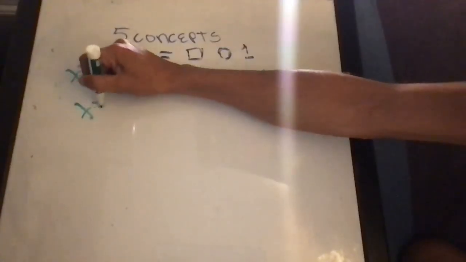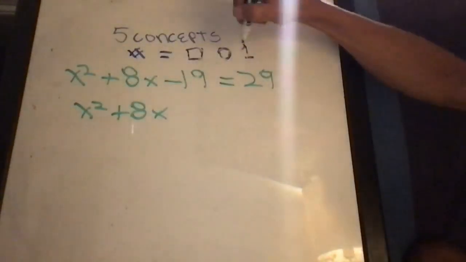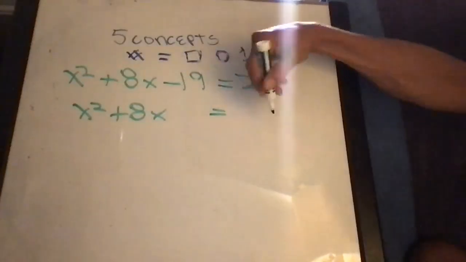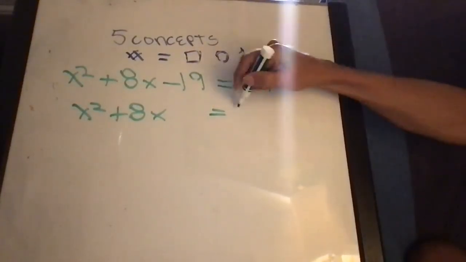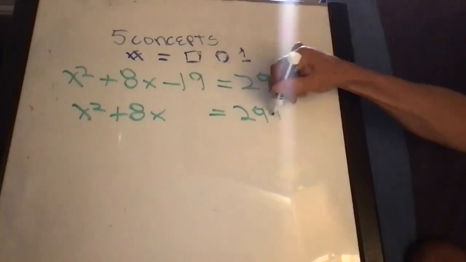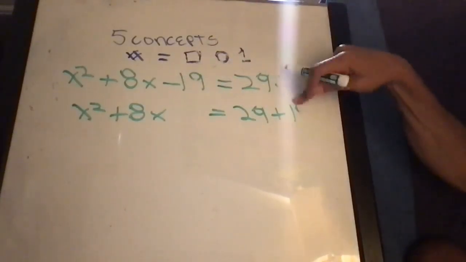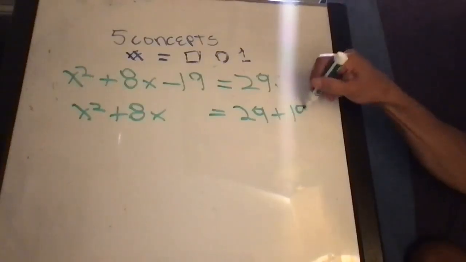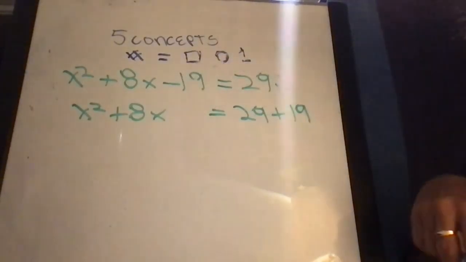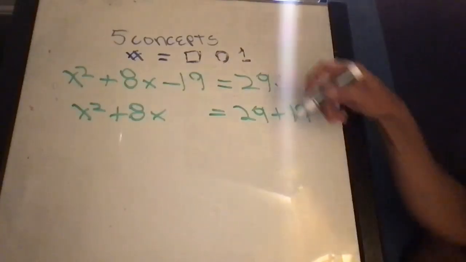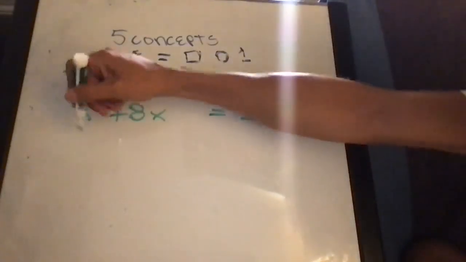X squared plus 8x. And then what? I got a hero 0 over here, so I'm just going to add 19. Oh, let's do it over here. That is going to be the same thing as 29 plus 19. Why? Because 0, 0 is y. What's that going to be? Well, yes, it is. Okay, so then I'm going to do the next thing.